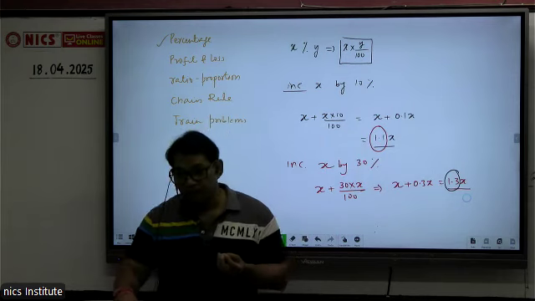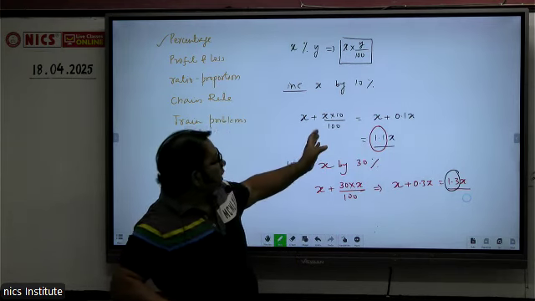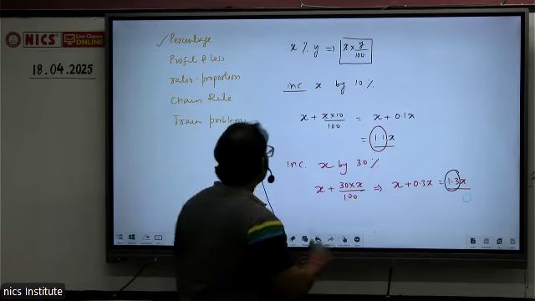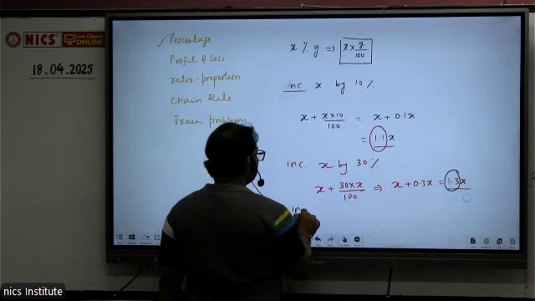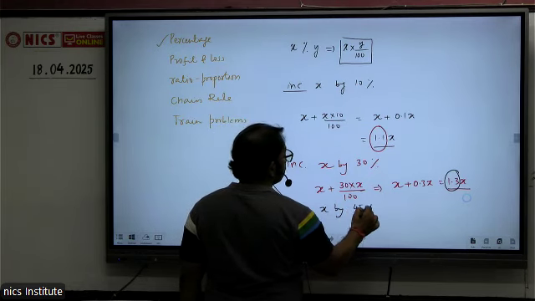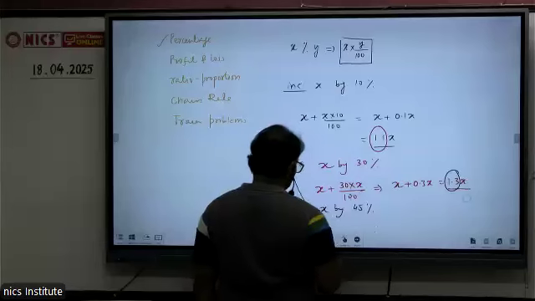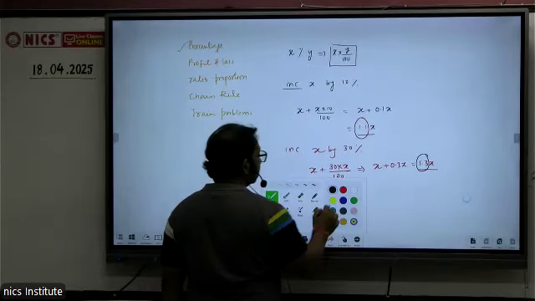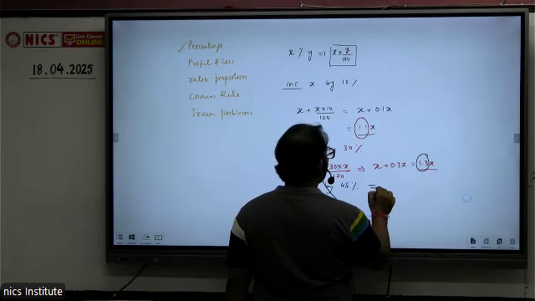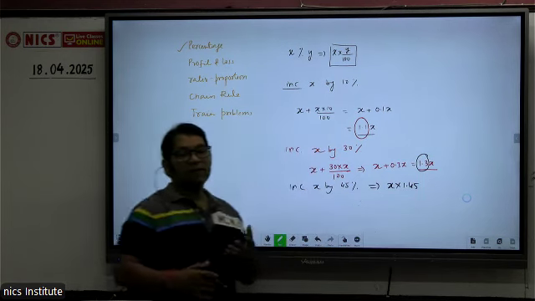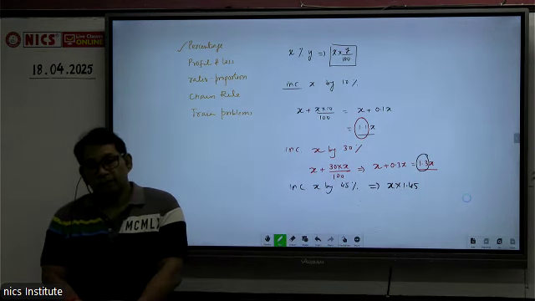You want to increase something by 30%, there's no need to do the entire process. Straight away multiply by 1.3x. For example, you want to increase x by 45%. So what should be your answer? Straight away, yes, multiply x by 1.45. So this shortcut will save some time for you.